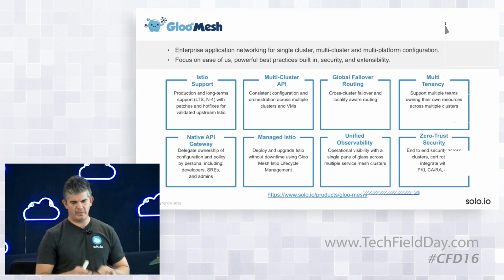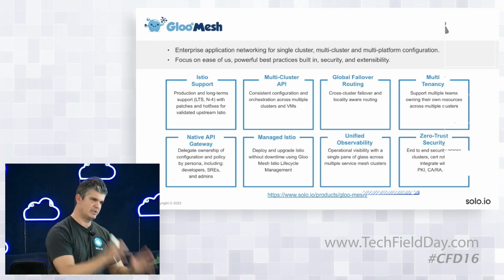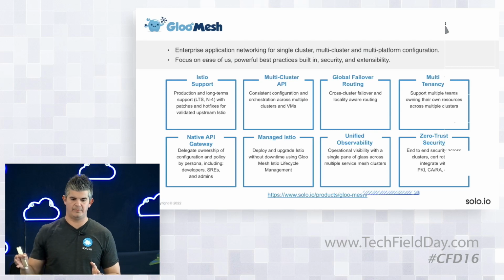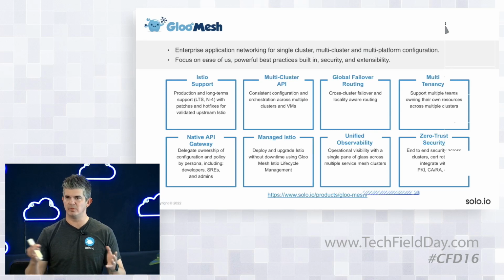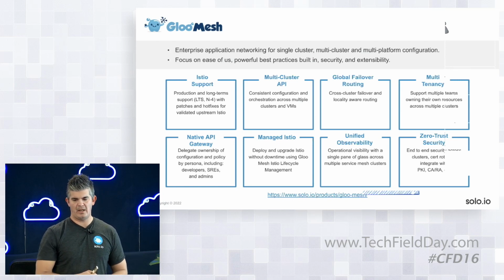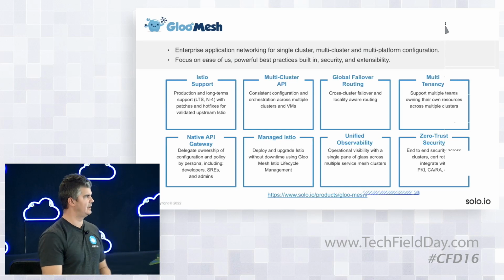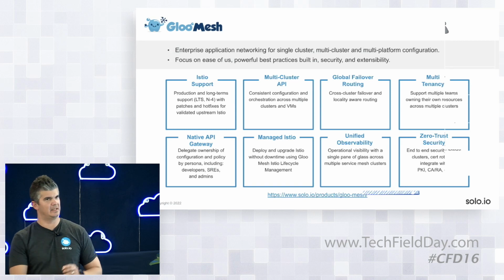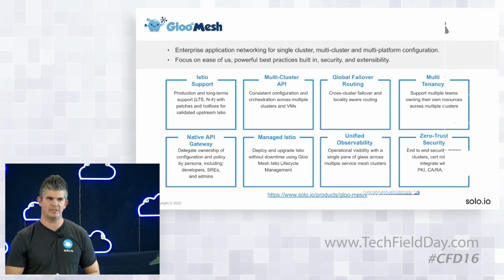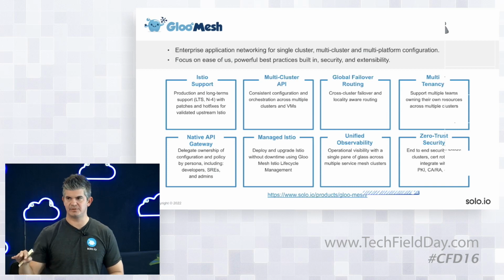Okay, so Gloo Mesh starts with Istio. Istio is the core. We have to have enterprise runnable and supportable builds. So Istio is the core. We have a central management system that we can use to drive the behavior of the mesh. That enables some interesting things, like I'll talk about in a second.